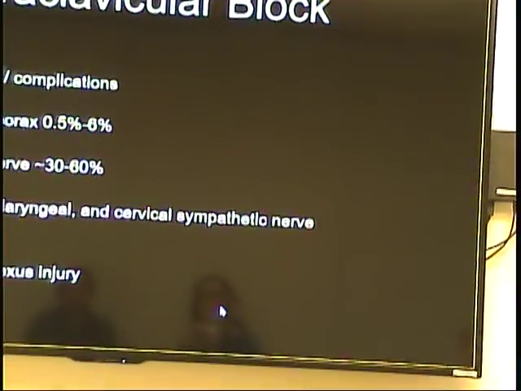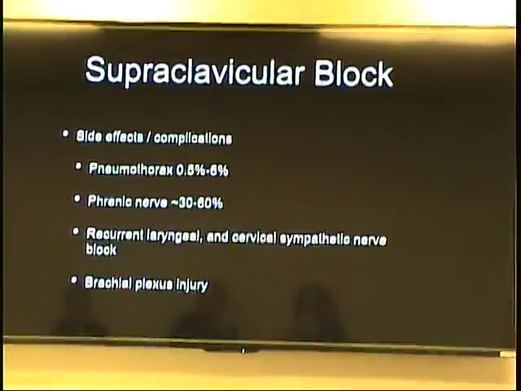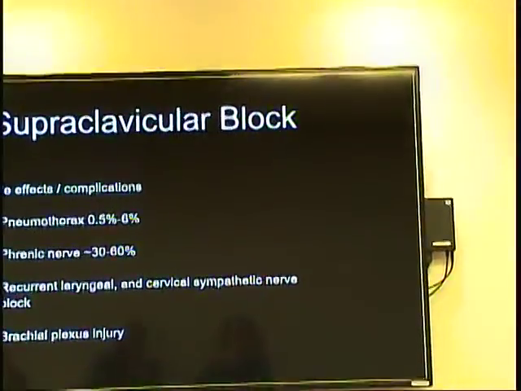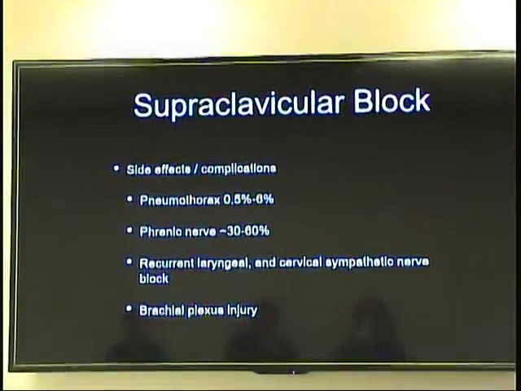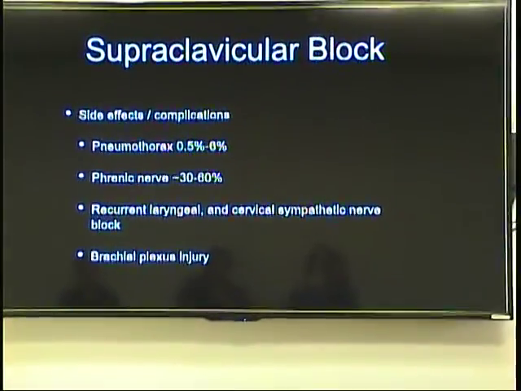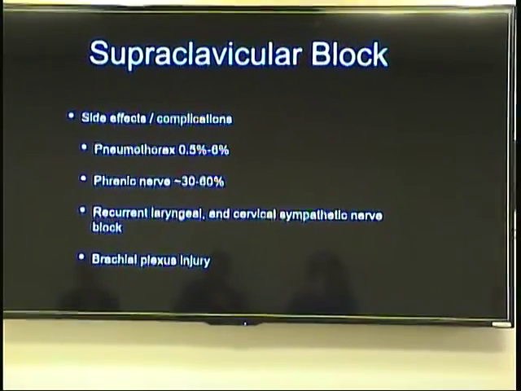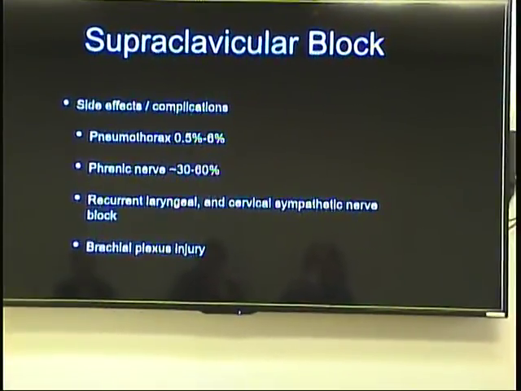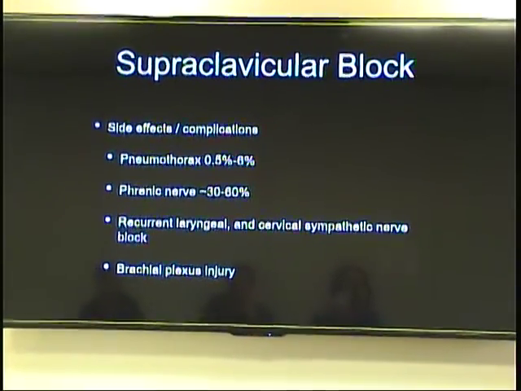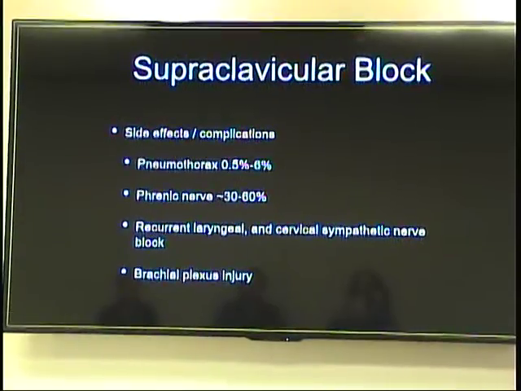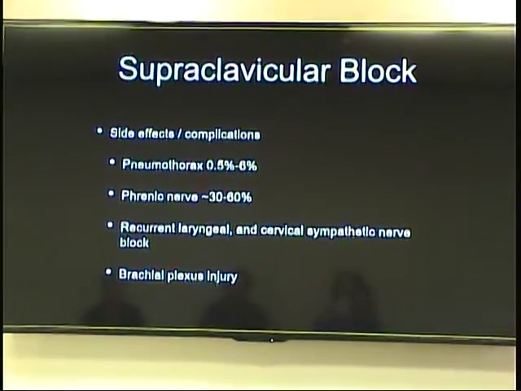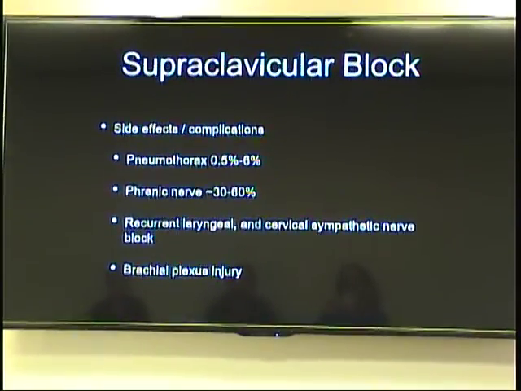So side effects, complications: pneumothorax. This is a big one. This block was not in favor until the advent of ultrasound because the risk of pneumothorax was pretty high. You could also get a little spread up to the phrenic nerve in this one. It's not a phrenic nerve-free block necessarily. Is it 30 to 60%? Well, of the people who get it, that many will have some kind of phrenic nerve issue. That's pretty high.